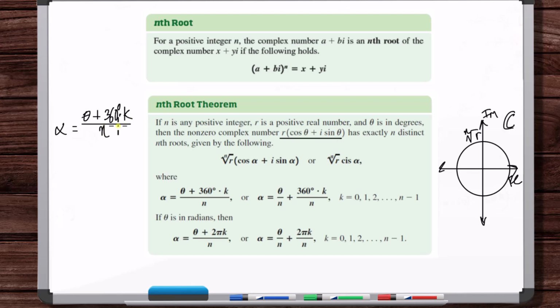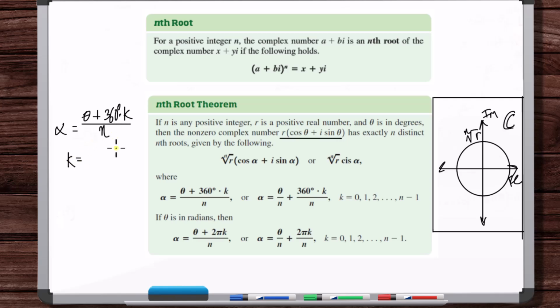Technically k could be any integer, positive or negative, but we only want to look at the k's that result in an angle between 0 and 360, because the complex numbers are just in a single plane. There's no reason to look at the angle 270 as well as an angle coterminal with 270, because that's the same complex number. We want distinct complex numbers, so we just want to see for what values of k we get unique angles alpha between 0 and 360.